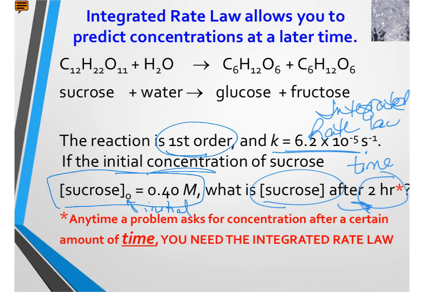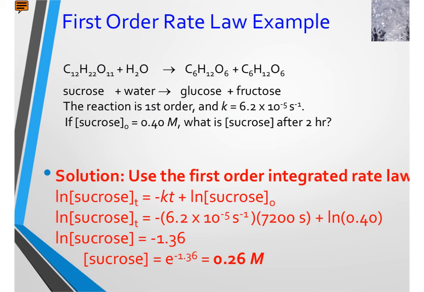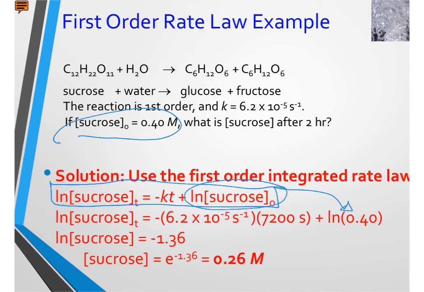So then you would write down the first order integrated rate law, which is natural log concentration at time t equals minus rate constant times time plus natural log concentration of A initial at time 0, okay? And then you plug in all the information they gave you. All right, and this page simply shows the values plugged in. So they told us the initial concentration of sucrose is 0.4. That's this value. They gave us K. And they told us they want to know after 2 hours.